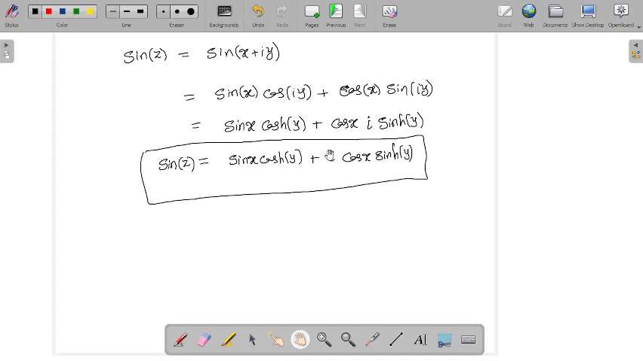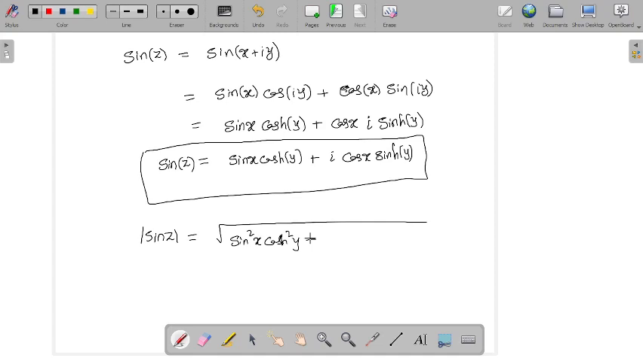But before going to it, let me see what is the absolute value of sin z. The absolute value of sin z is nothing but the square root of this expression: sine square x into cosh square y plus cos square x into sinh square y.